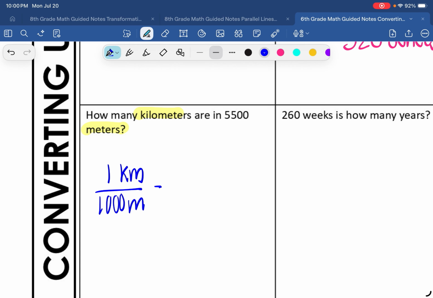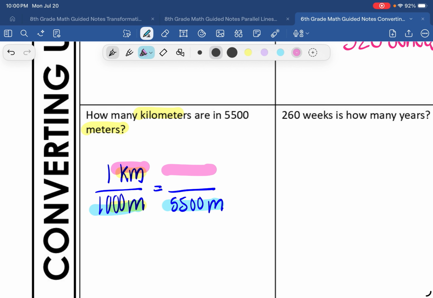That's my conversion ratio. I put meters on the bottom, so we're going to keep meters on the bottom, and it's 5,500 meters. And then kilometers on the top, so we will keep kilometers on the top. And I don't know how many kilometers, so it's X kilometers.